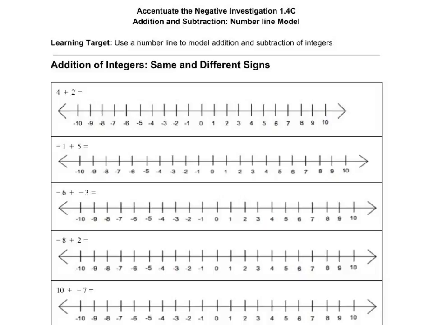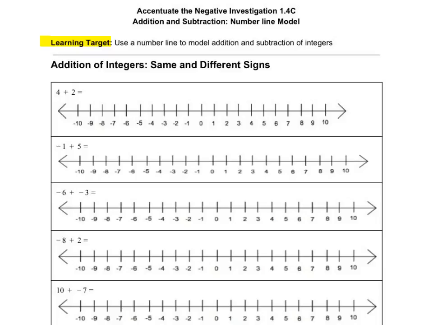This is your video for Accentuate the Negative, Investigation 1.4 Part C, where we are continuing to work with addition and subtraction of integers. This one video is going to go through how to use the number line model to figure out what your answer is going to be. So our learning target here, what you want to have a fairly good understanding of by the end of this video, is how to use the number line to model addition and subtraction of integers.